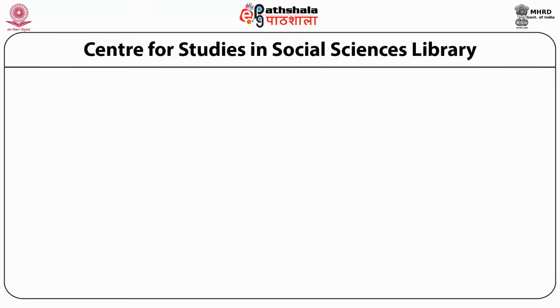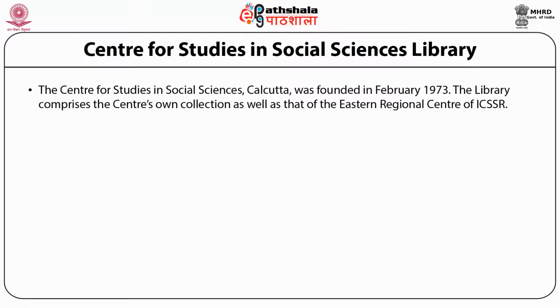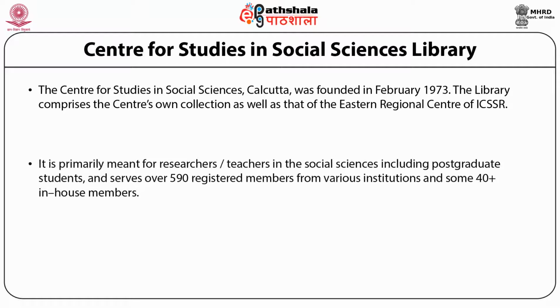Center for Studies in Social Science Library. The Center for Studies in Social Sciences, Calcutta, was founded in February 1973. The library comprises the center's own collection as well as that of the Eastern Regional Center of ICSSR. It is primarily meant for researchers, teachers in the social sciences, including postgraduate students, and serves over 590 registered members from various institutions and some 40 plus in house members.